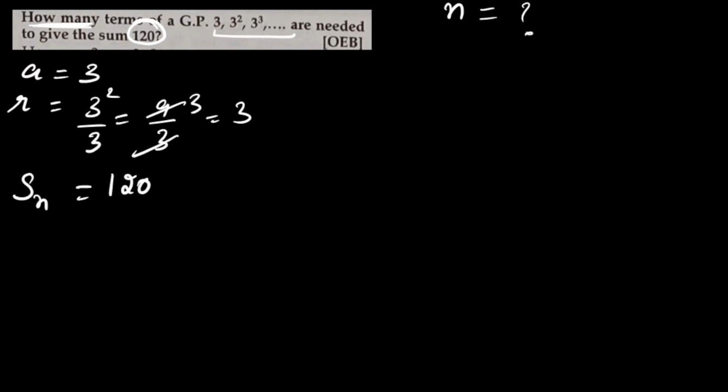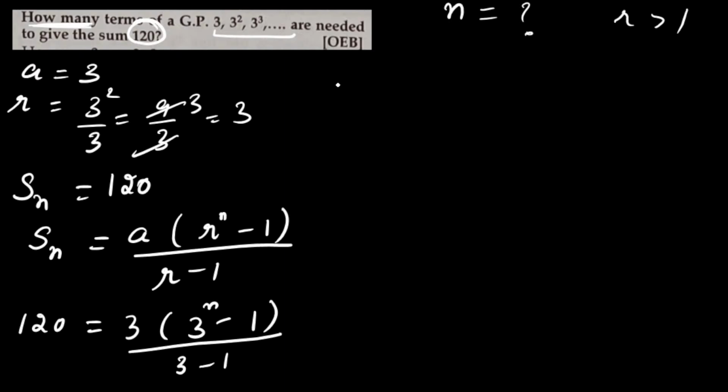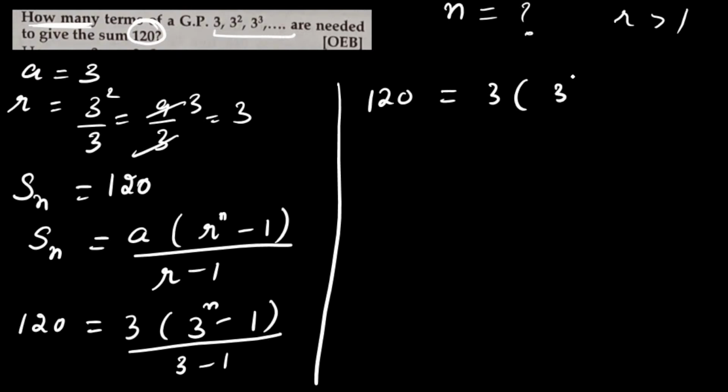Now whatever is given to us, we'll write that formula. So Sn's formula: Sn is equal to A into (R to the power n minus 1) by (R minus 1), because R is greater than 1. That's why this formula. Now Sn's value is 120, A's value is 3, and R's value is 3, so 3 to the power n minus 1, and here 3 minus 1. So 120 is equal to 3 into (3 to the power n minus 1) by (3 minus 1), which is 2.